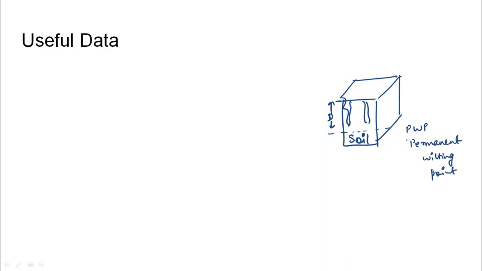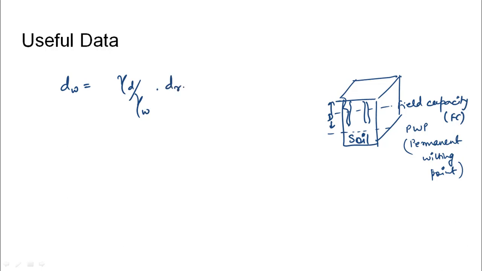This is the point at which the crops start to dry, and we need to take this up to a level that is called the field capacity, which is considered ideal for the growth of the crops. The zone of water difference varies between these 2 points. So the water supplied by irrigation should be equal to the density of the soil by the density of water into the depth of the roots into the field capacity minus permanent wilting point.